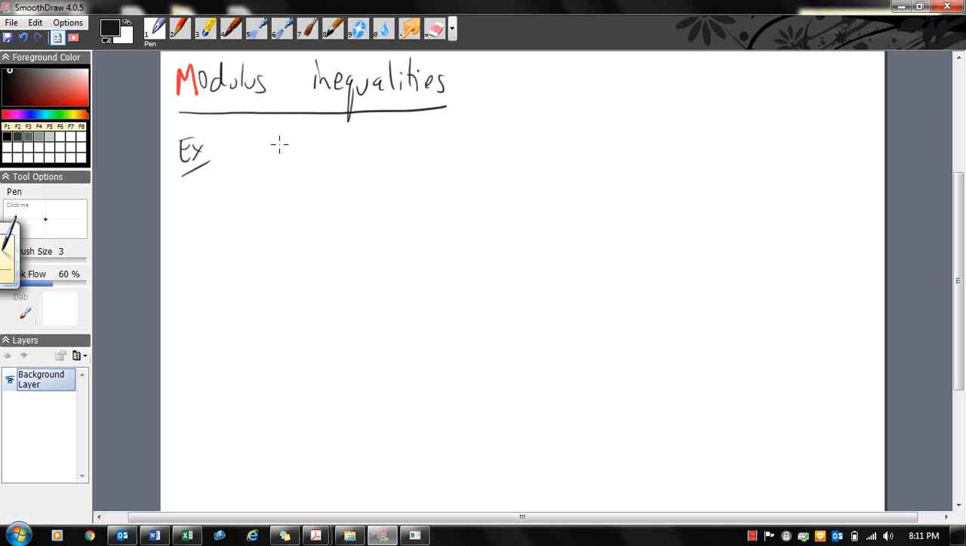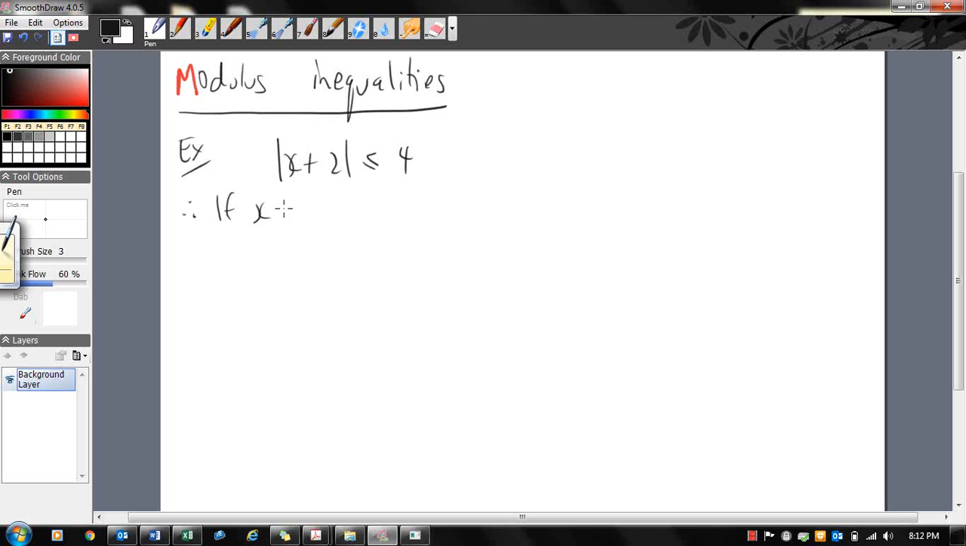So let's just take a really simple example. x plus 2, modulus, is less than or equal to 4. Okay. Great, let's have a look at it. So again, for any modulus question you need to consider the two situations. First situation, when is this stuff inside positive? Second, when is it negative?